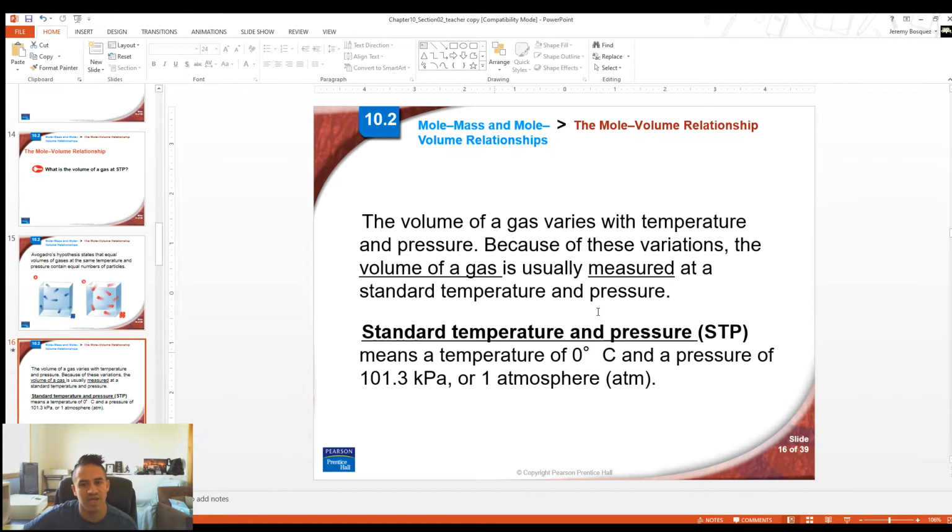So a lot of times when we are trying to determine how many particles of a gas are in any given space, we do so at a very specific temperature and a very specific pressure. Okay, so we call this standard temperature and pressure, or STP for short. It is 0 degrees Celsius, which is basically the freezing point of water. So that would be 32 degrees Fahrenheit. And a pressure of 101.3 kilopascals, or 1 atmosphere.